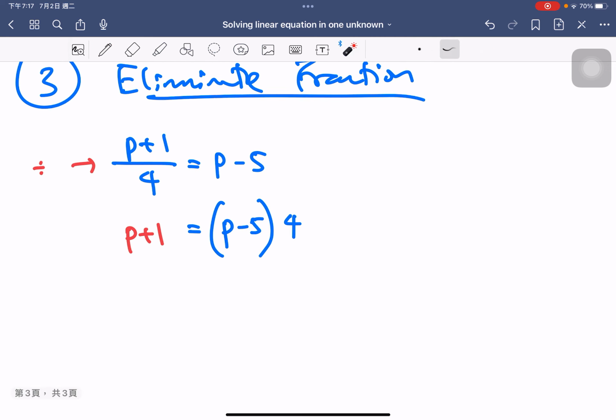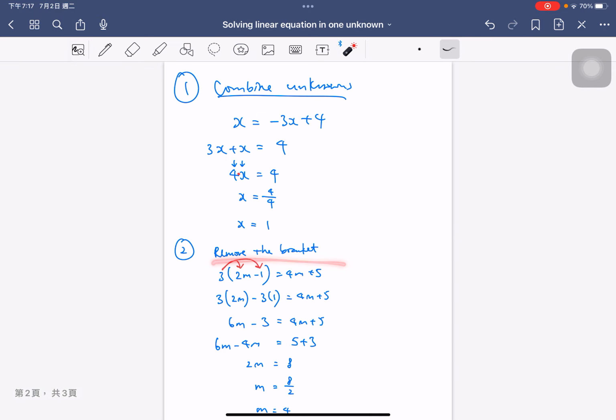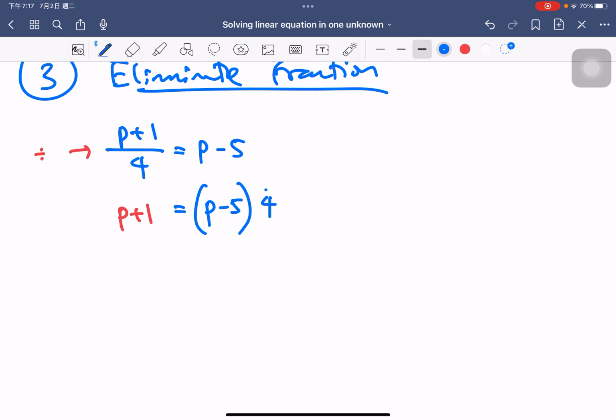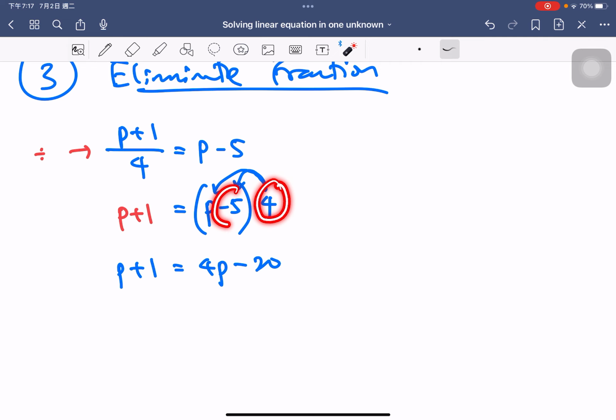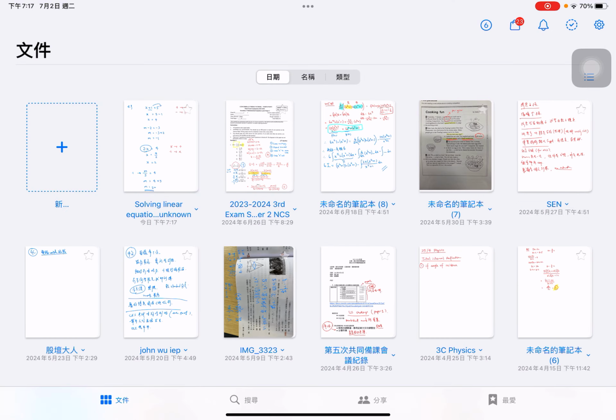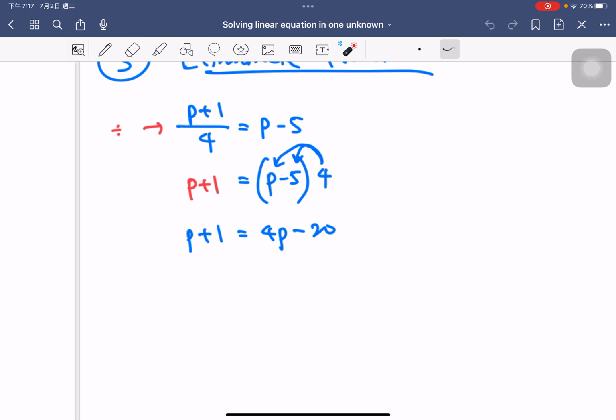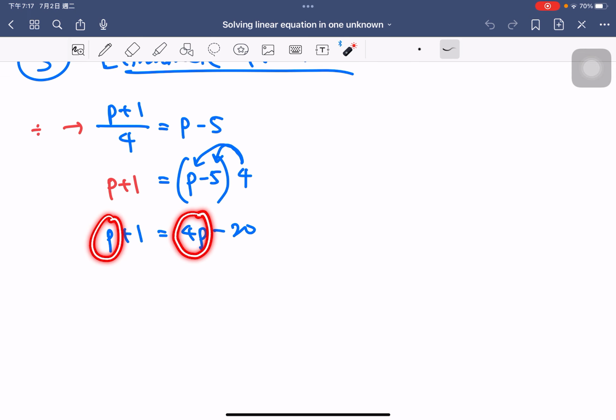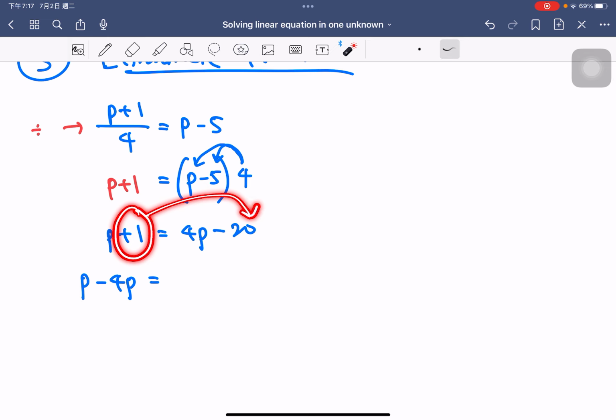So now we're back to the second step, isn't it? We see the bracket, then we try to remove the bracket, which means that I expand the bracket by using the 4 times negative 5, and then I plus the 4 times the p. So I expand them, then now it becomes 4p minus 20, because 4 times negative 5 gives you negative 20. Then back to the first stage, we're moving the unknowns together. So we move this positive 4p to the left hand side, becomes negative 4p. So I have p minus 4p. Then you can see this is positive 1 without unknown, so I move it to the right hand side, becomes minus. So minus 20 minus 1.